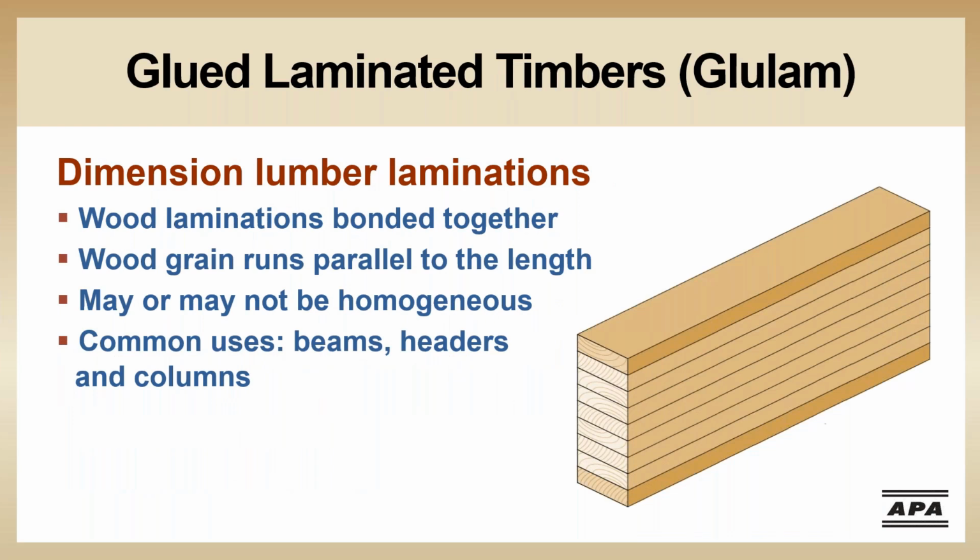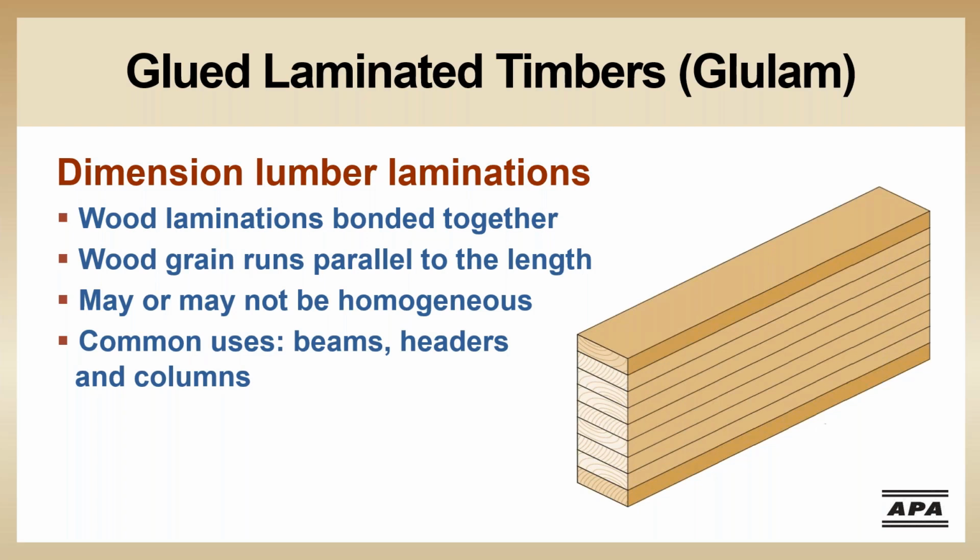Another framing product is glue laminated timber, or glulam. So glulam uses layers of 1.5 and 1 3/8 lumber that are going to be bonded together in a flat stack. The wood grain runs parallel to the length of the beam. Glulam has this in common with the other structural composite lumber products that we discussed.